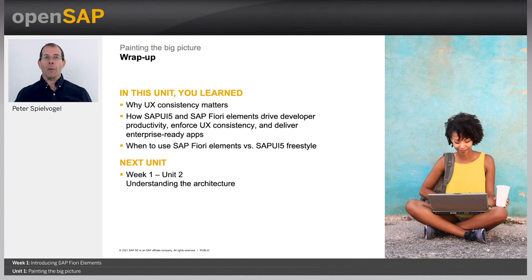In this unit, we talked about why a consistent user experience is good for your business. We covered how the combination of SAP UI5 and SAP Fiori Elements drives developer productivity, UX consistency, and building enterprise-grade apps at scale. Finally, we discussed when SAP Fiori Elements makes sense and when it might be better to go with an SAP UI5 Freestyle approach. In the next unit, we'll talk about the architecture and how all the different underlying technologies combine to power SAP Fiori Elements.